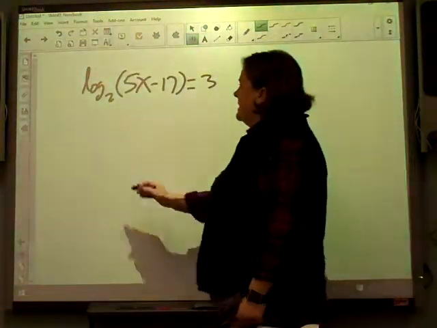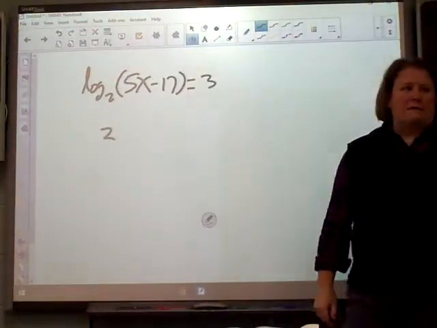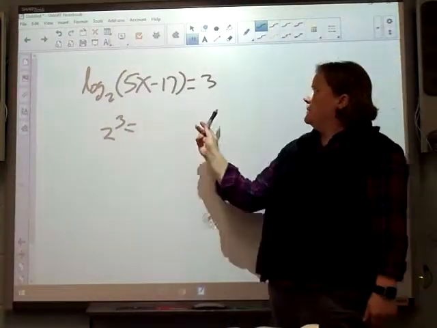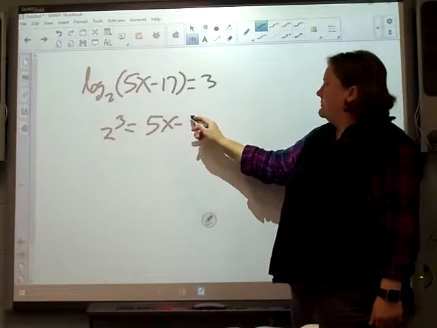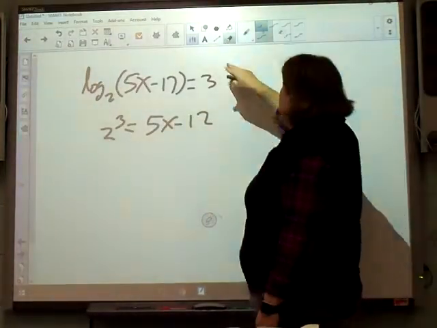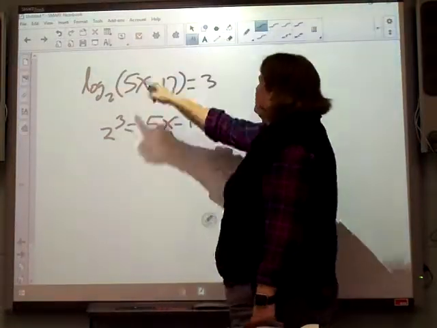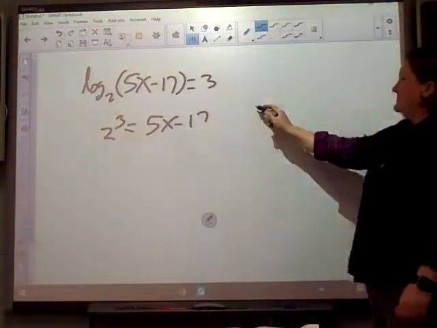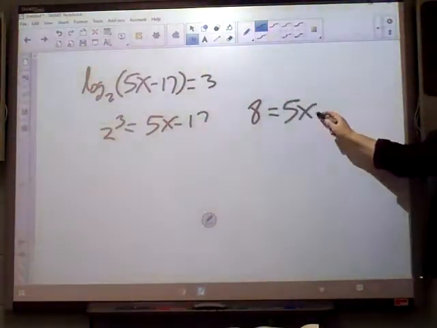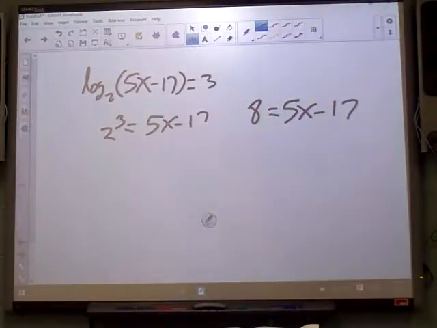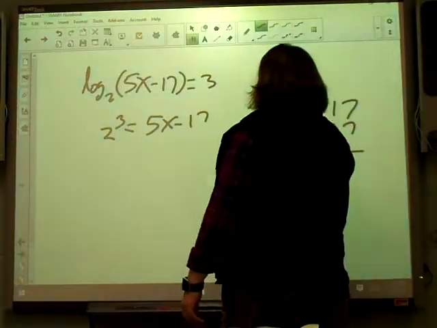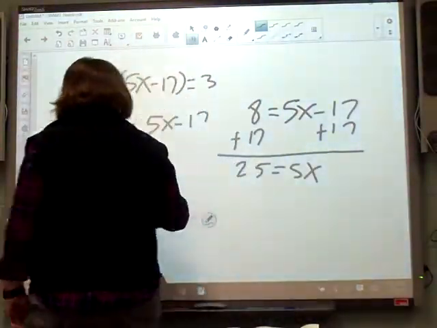So my base is 2. What's my exponent? 3. Good job. Equals what? Good job, that whole piece. Y'all are pretty good at writing those. Alright, you know what 2 cubed is? 2 times 2 times 2 is 8. That's just a 2-step equation to solve now. 25 is 5x, so what's x?